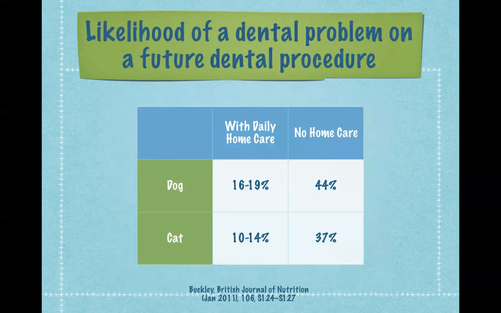In the Buckley study, pets with home care, when they came back for another procedure, only 15% had a problem on the next procedure, but about 40% have it when they don't do home care. And 44 is pretty close to 50, so half in a dog.